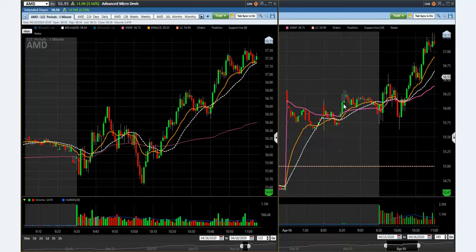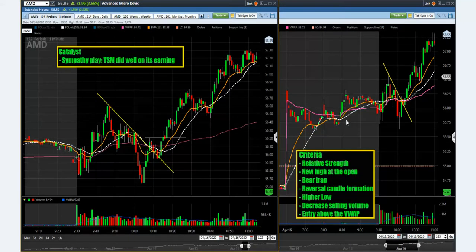So let's put something into this. Before you trade any stock, you want to have some kind of catalyst or fundamental news that will drive the stock. The news gives the direction, and the technical is for when you come in and make the trade. At this point, AMD was up because TSM, Taiwan Semiconductor, did well on their earnings. They're chip manufacturers, so it indirectly affected AMD, Intel, and NVDA.